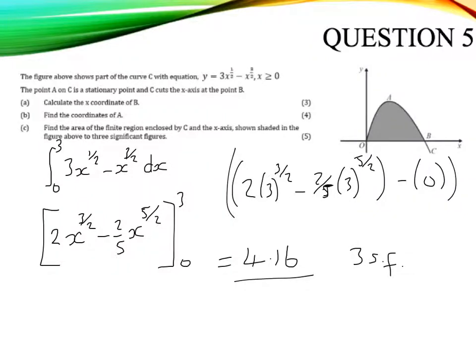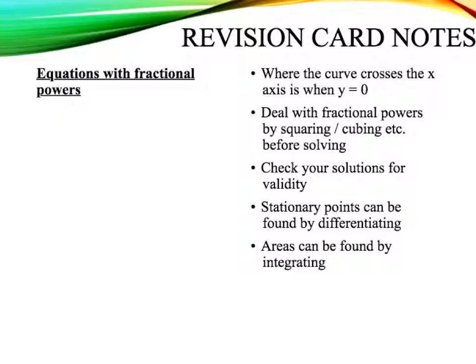Okay, so when you're taking revision card notes at the end, a couple of things that I've kind of highlighted in this video. I think where the curve crosses the x-axis is when y equals 0 is a really important thing. I think dealing with fractional powers by squaring, or it could be cubing or whatever, is going to be a good thing to do. Checking your solutions for validity. We've gone through that in terms of the brackets, the things that we could have had. Stationary points is differentiating, and areas to be found between curves and axes is integrating.